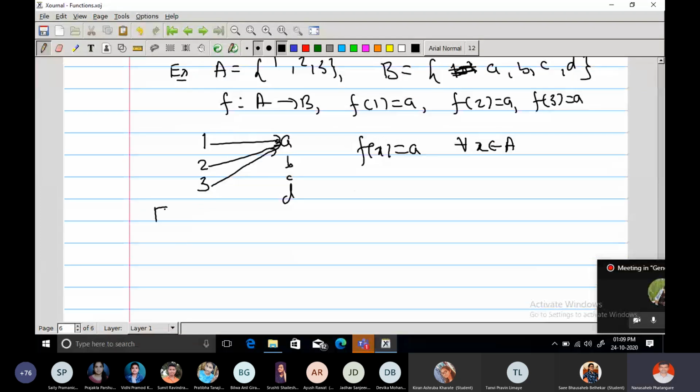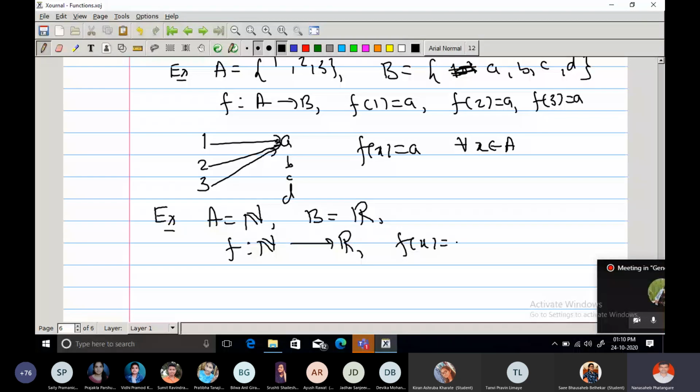Or another example, if A is the set of natural numbers and B is the set of real numbers, and I define a function from natural numbers to real numbers, f(x) = 5, right? Is it a function? Yes, sir. Everything goes towards 5.